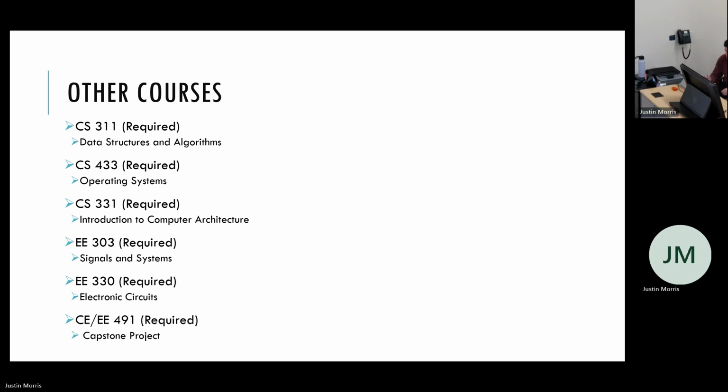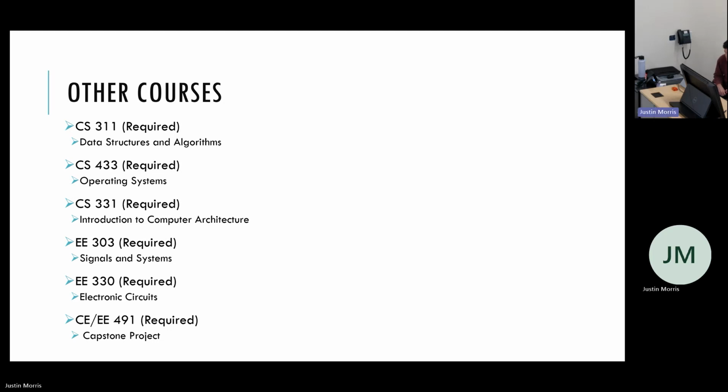For upper division, we need you to take CS 311. How many of you have already taken 311? Okay, makes sense. Data structures and algorithms: you need to know how algorithms and data structures work. When we talked about what is computer engineering, it's the cross between electrical engineering and computer science. So this is your computer science background.